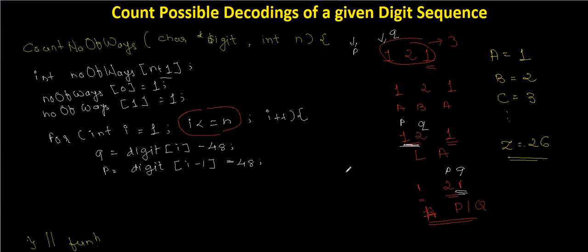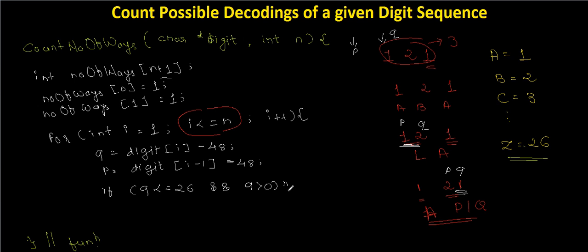So because of that we need to calculate all, so we have taken n plus 1, and in this way our pointers will go. So p is the last one, q is the current one, you can say. Now suppose, as we have discussed the strategy, if q's value is less than or equal to 26, and q is greater than 0, then what?